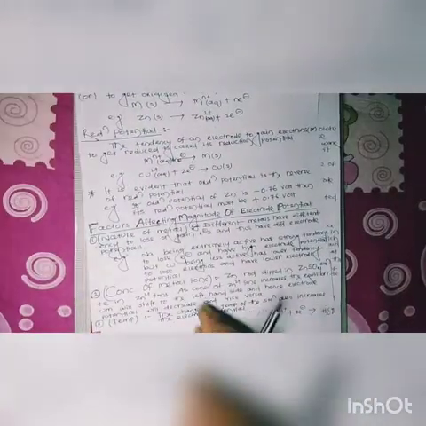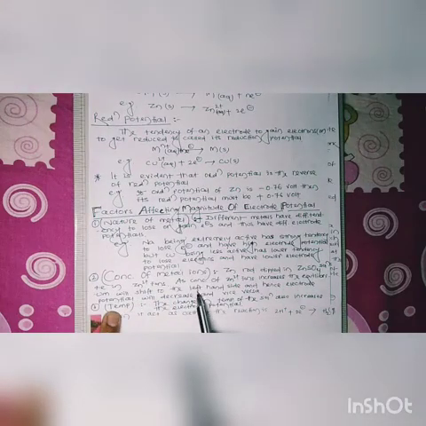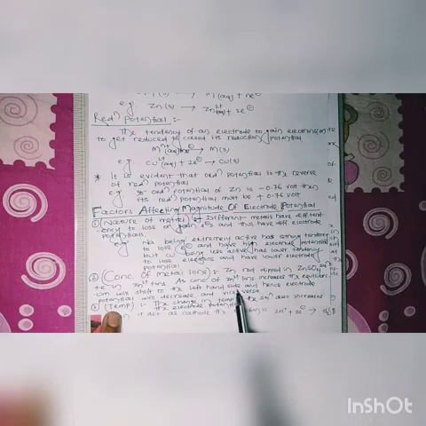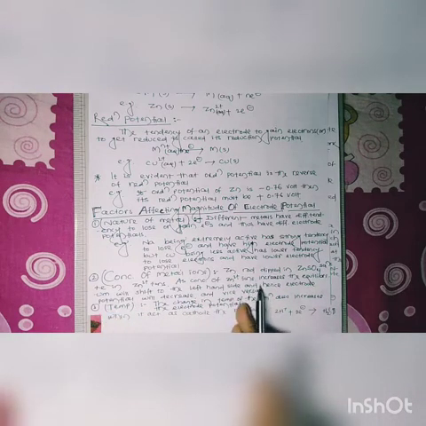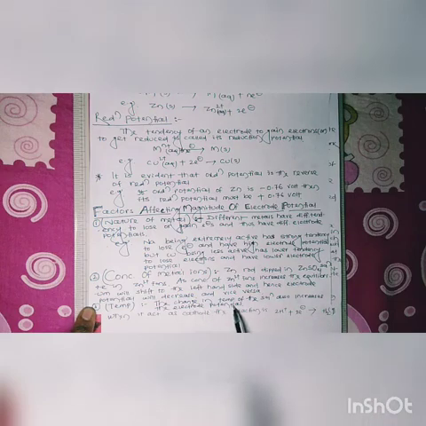Next factor of ours is concentration of metal ions. Consider a zinc rod dipped in zinc sulfate solution, that is Zn2+ ions. As the concentration of Zn2+ ions increases, the equilibrium will shift to the left-hand side by applying Le Chatelier's principle, and hence electrode potential will decrease and vice versa. Third factor is temperature. The change in temperature of the solution also changes the electrode potential.